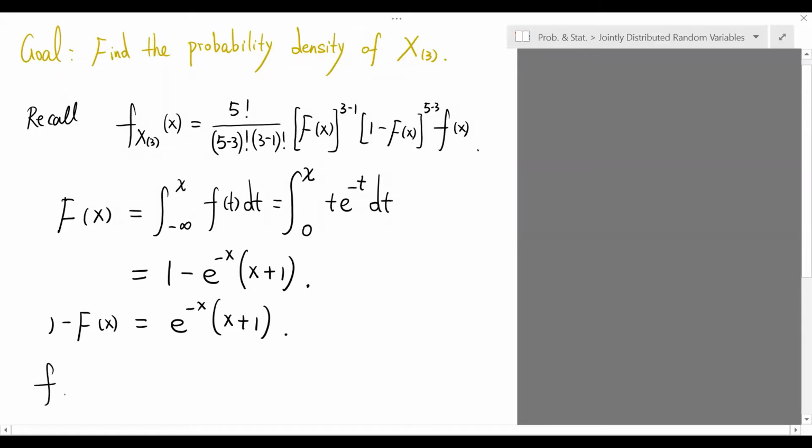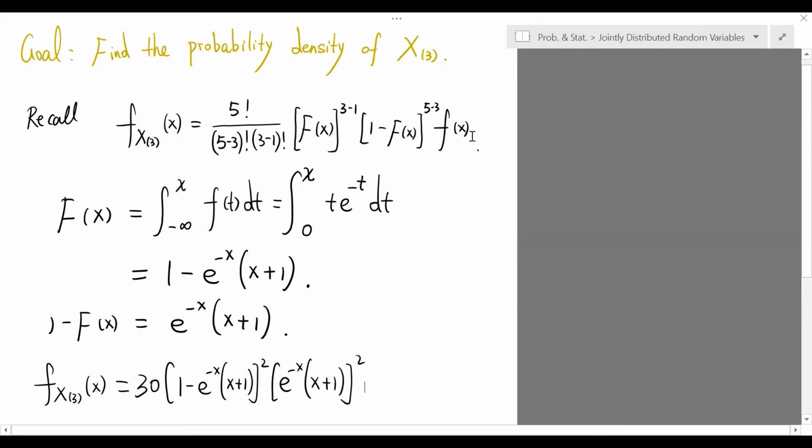Putting things together, we have the probability density for the third order statistic given by the following expression. The constant term could be reduced down to 30. And the term F(x) to the second power is just (1 minus e^(-x)(x + 1)) squared. And the term (1 minus F(x)) to the second power is just (e^(-x)(x + 1)) squared.